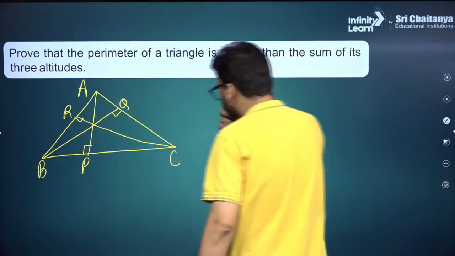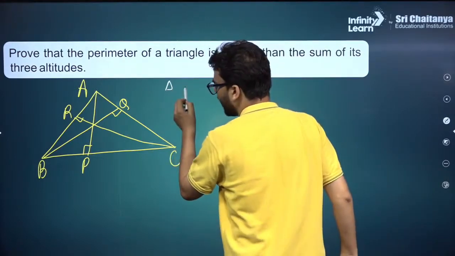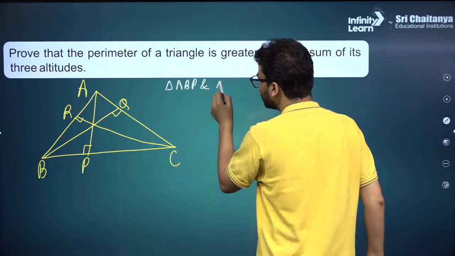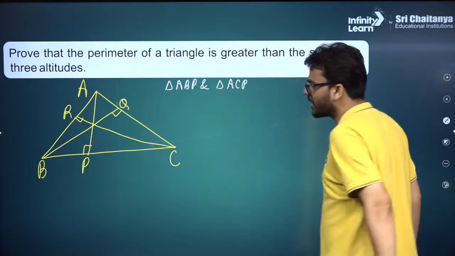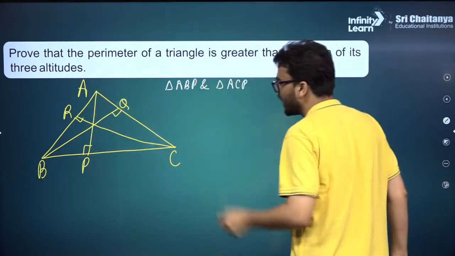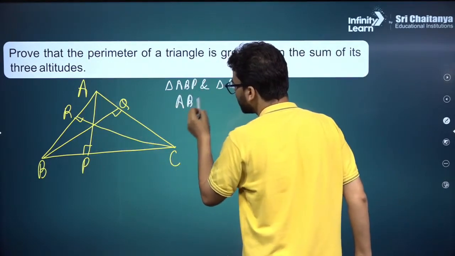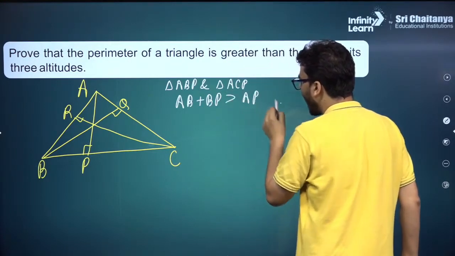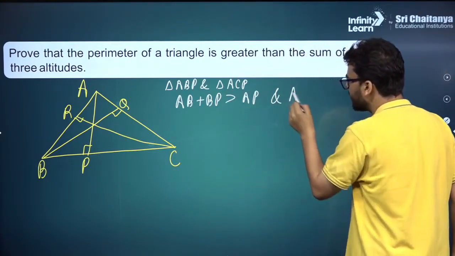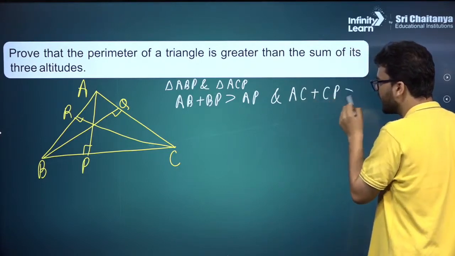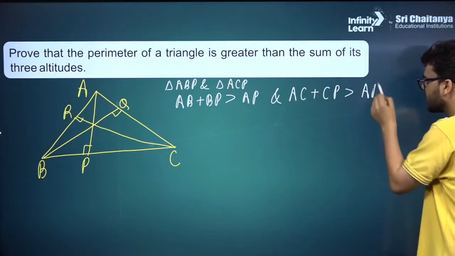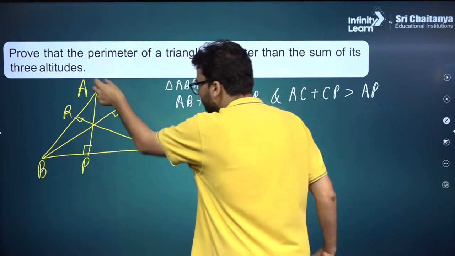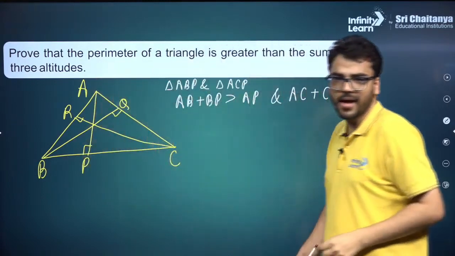So basically what we have to do over here, if you talk about triangle ABP and ACP, in these two triangles what is happening? Can I not say over here that AB plus BP is greater than AP, and we can say that AC plus CP is greater than AP. You got that, guys? Correct? We can say that.